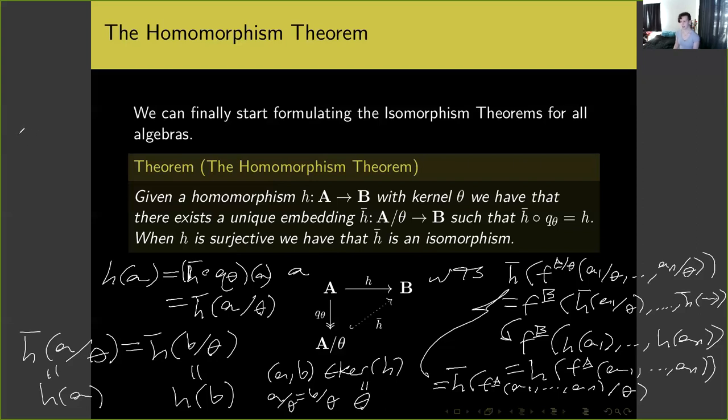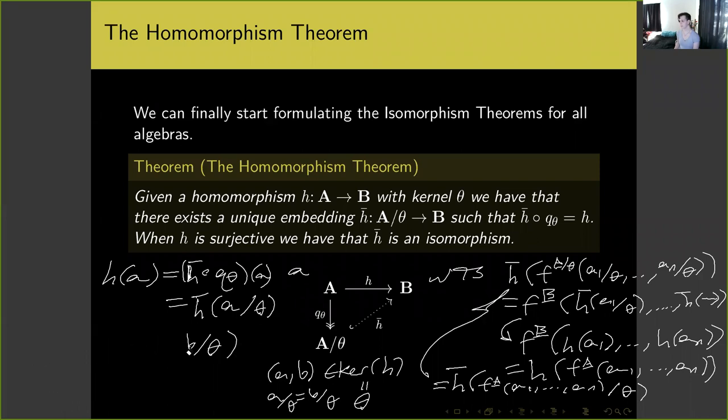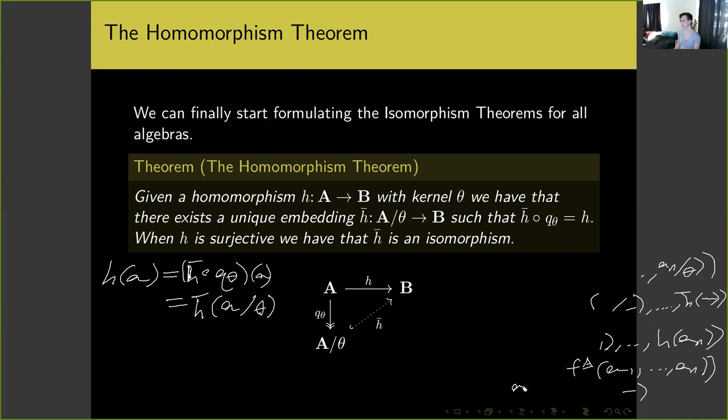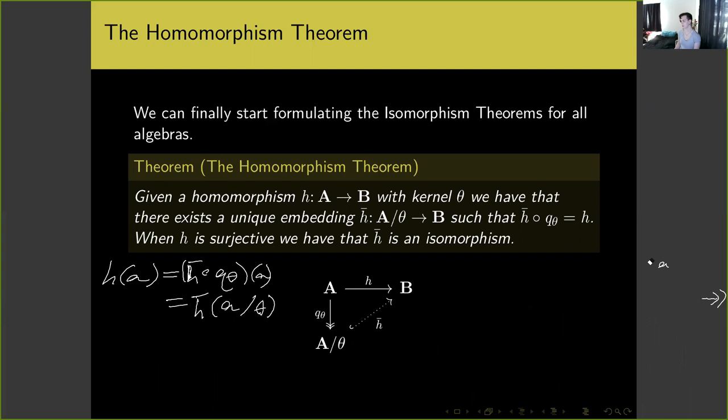So now if H is surjective, the goal is to show that H bar is actually surjective. So maybe I'll just clear some stuff out again. Let's do that. Okay. So I want to show that H bar is surjective, because if I can show that H bar is surjective, then by all the other stuff that I said so far, I know that H bar will actually be an isomorphism. So I just have to show that H bar is surjective in the case that H is surjective.